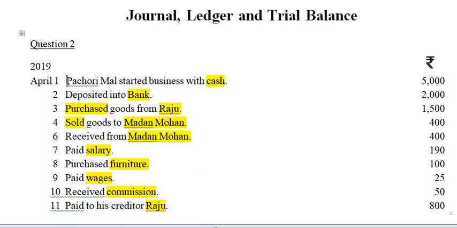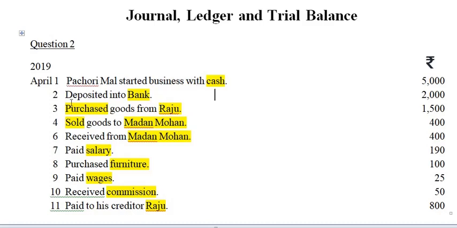Now this is your first transaction. So a person called Pachori Mal is starting a business with cash. Okay, so here we know that cash is involved, and what to write next, that will be your capital, because nothing is mentioned out here. So he's starting a business, so which means capital is involved. So whenever you start a business, always remember that capital is also involved.